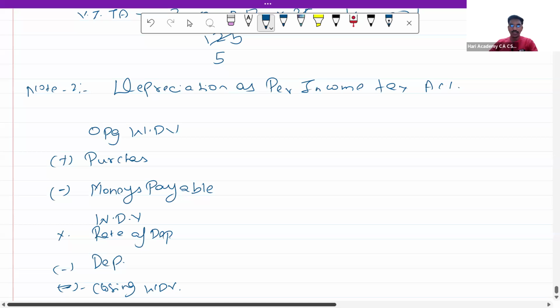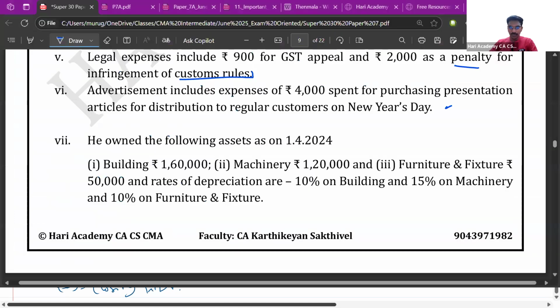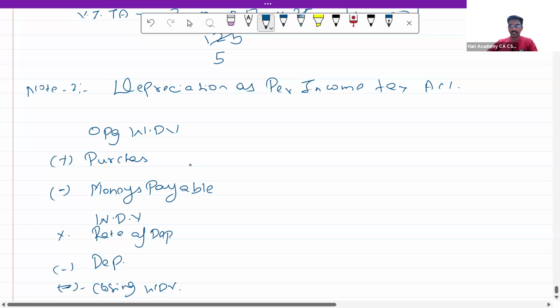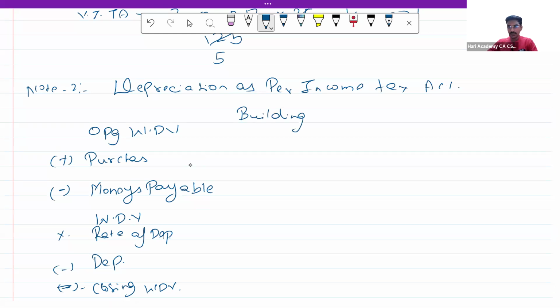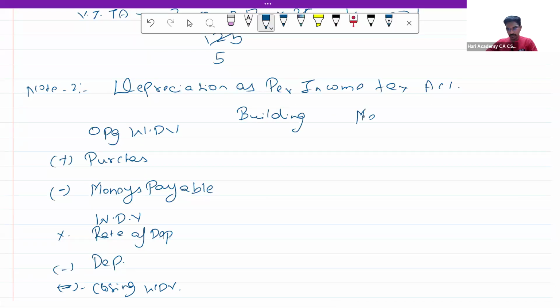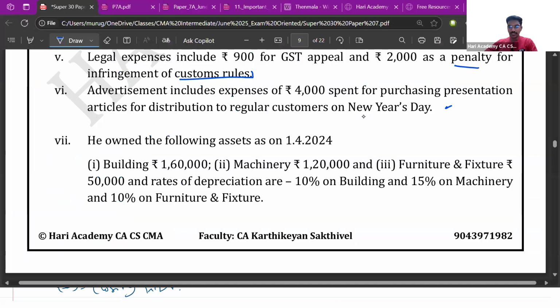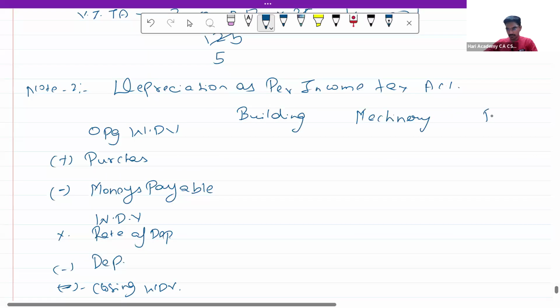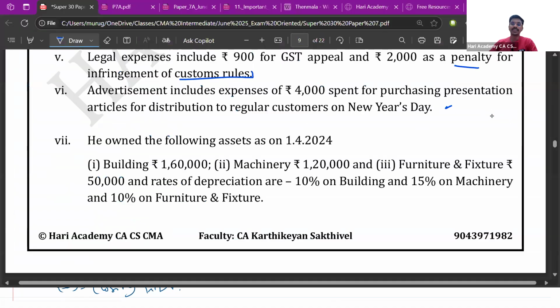Okay. Now let us find out what is the thing. So has the following assets. First asset type is building. Second asset type is machinery. Third asset type is furnitures and fixtures. Okay. Here they have given the opening WDV points.